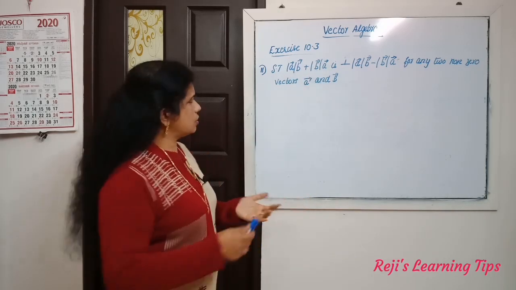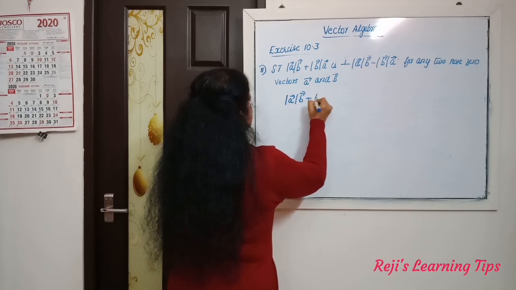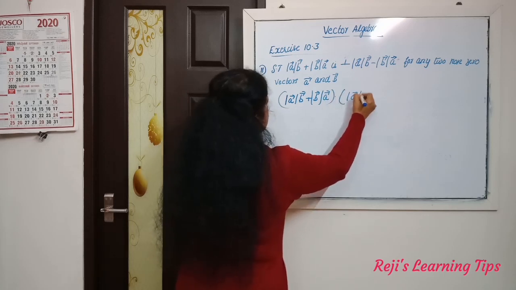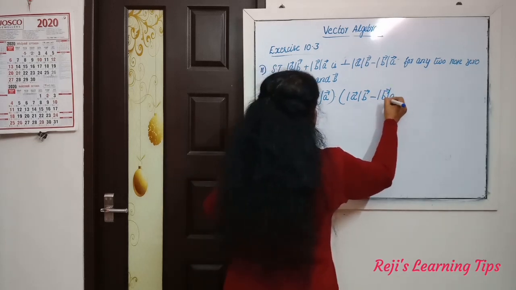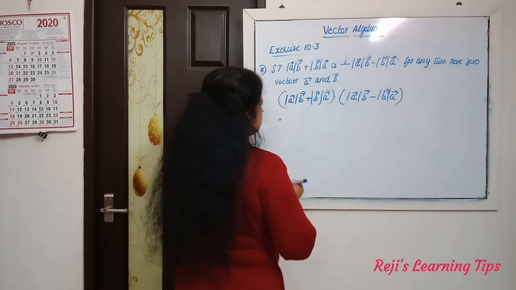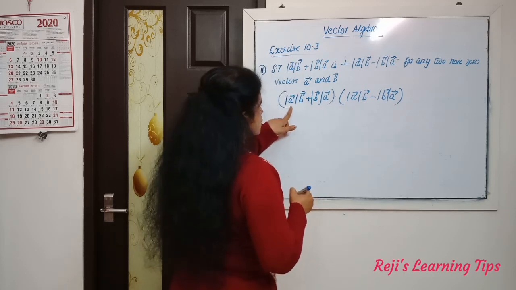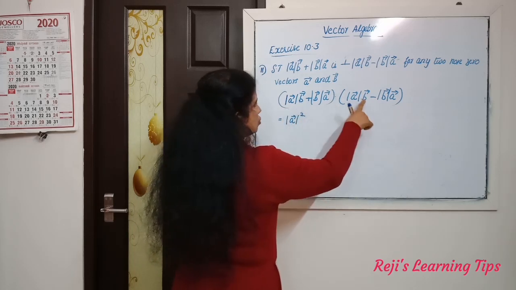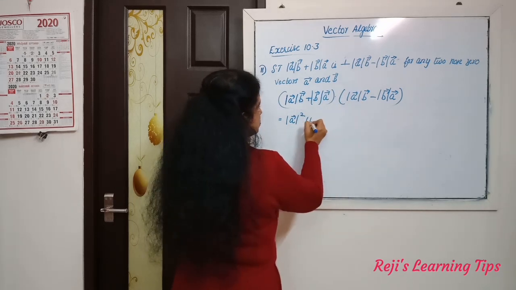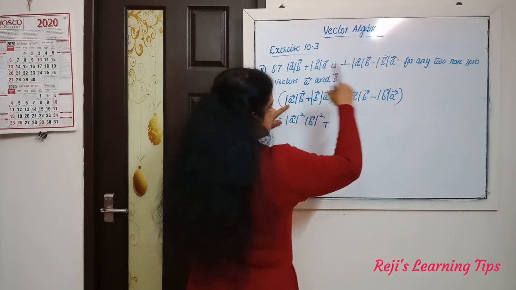Then their dot product is zero, that much only. So modulus of A times vector B plus modulus of B times vector A, dotted with modulus of A times vector B minus modulus of B times vector A. That is equal to modulus of A times B dot modulus of A times B, which is modulus of A squared, B dot B, which is modulus of B squared, plus modulus of A times B, minus this one.